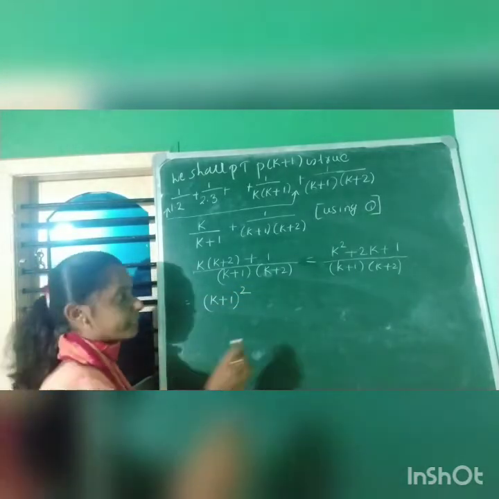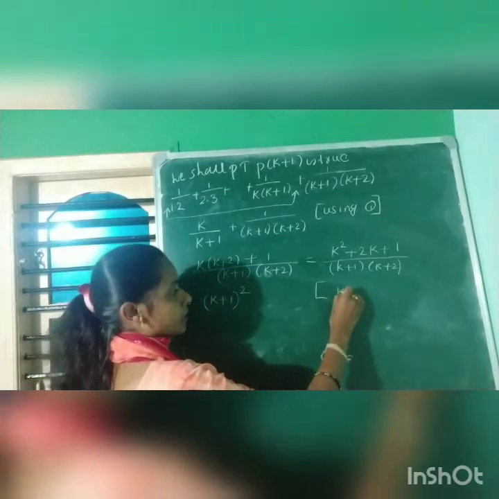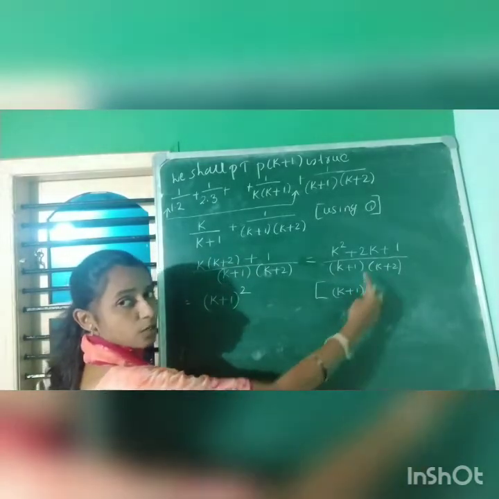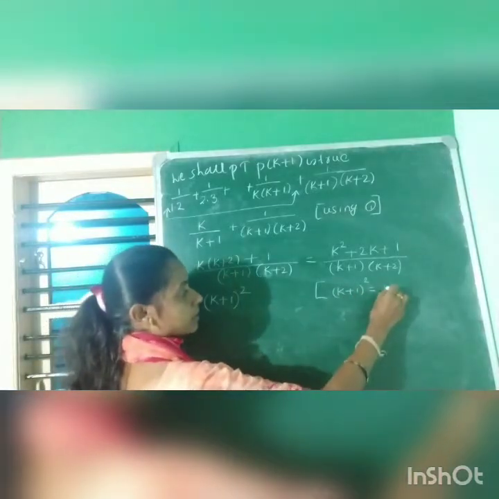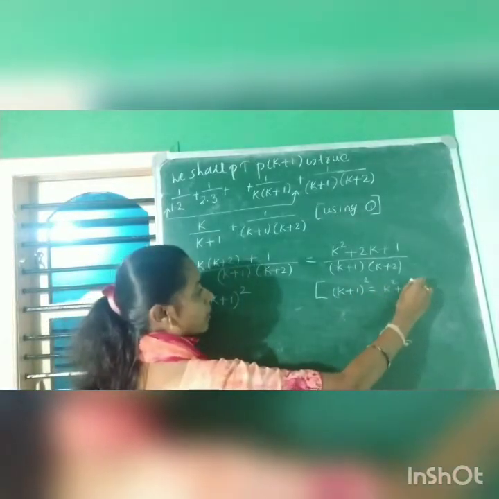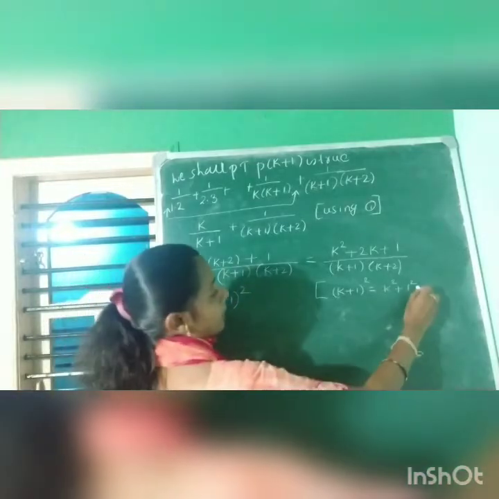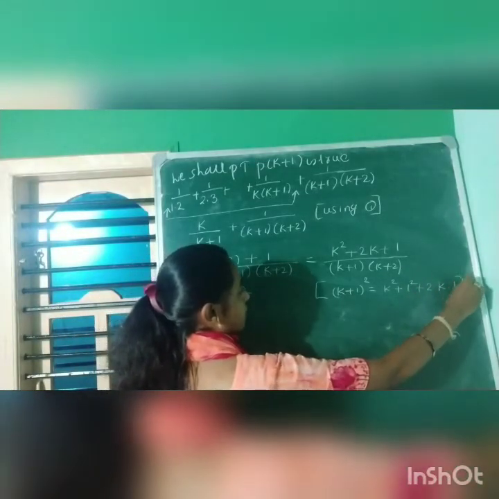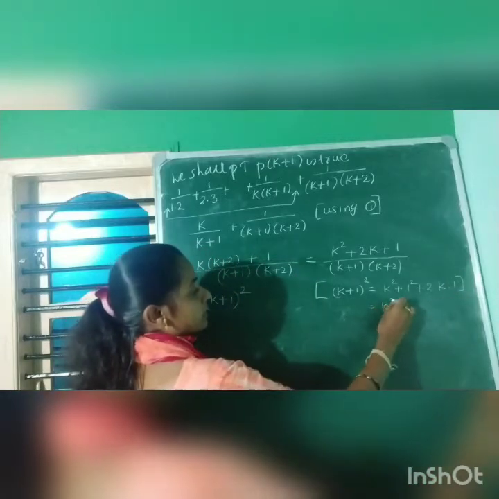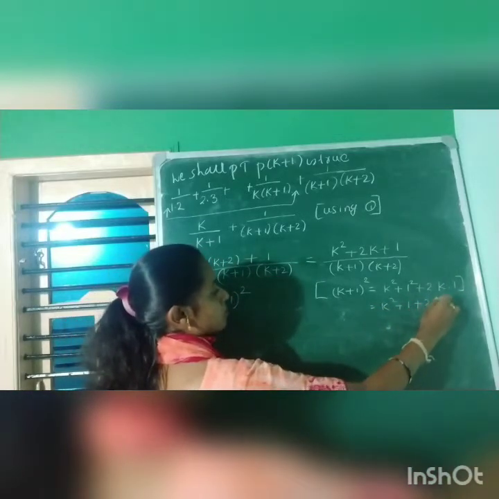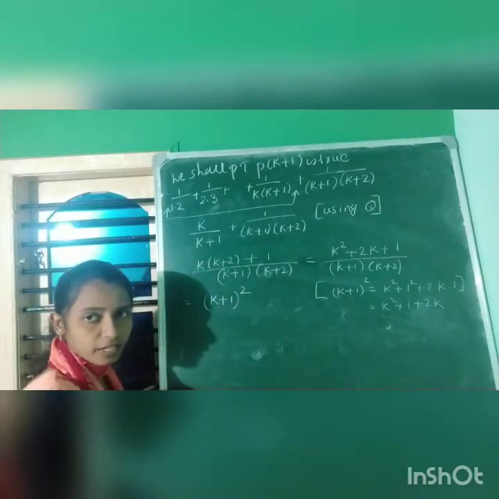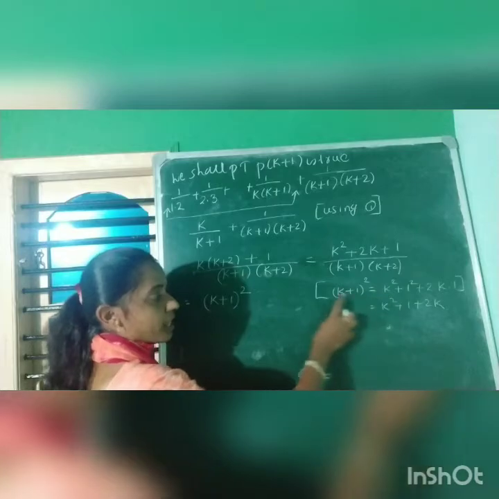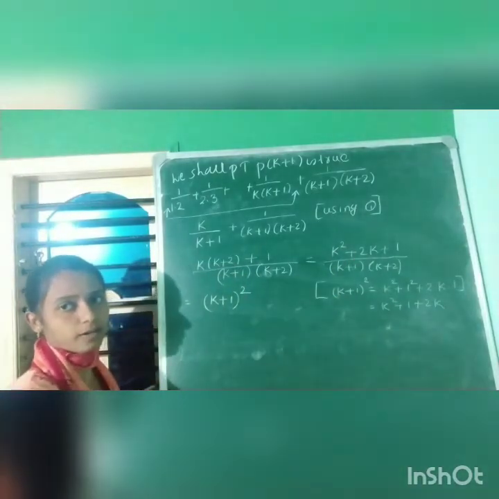Okay. Here I'll just expand it. How will you get it? k plus 1 whole square is nothing but (a plus b) whole square, which is a square plus b square plus 2ab. That is k square plus 1 square plus 2 into k into 1. It's nothing but k square plus 1 plus 2k. Hence we can write k square plus 2k plus 1 as k plus 1 whole square.